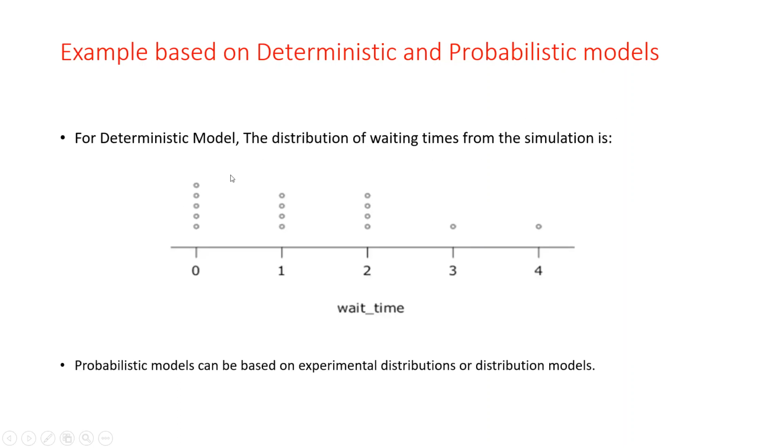So for the deterministic model, the distribution of waiting times for the simulation is like this: for 0 time, first time, second time, third time and fourth time. So this example uses just one small simulation. So in the probabilistic model, it can be based on the experimental distribution or a distribution model.